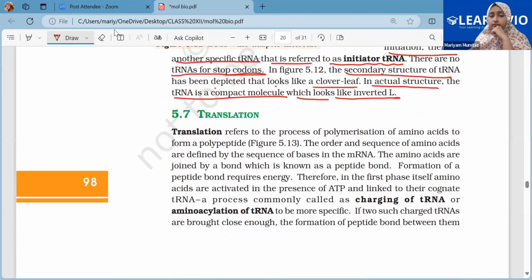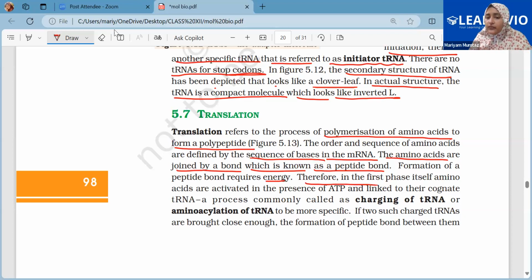Now talking about translation. Translation is protein synthesis. Translation refers to the process of polymerization of amino acids to form a polypeptide. The order and sequence of amino acids are determined by the sequence of bases in the mRNA. The amino acids are joined by a bond which is known as a peptide bond. Formation of a peptide bond requires energy.